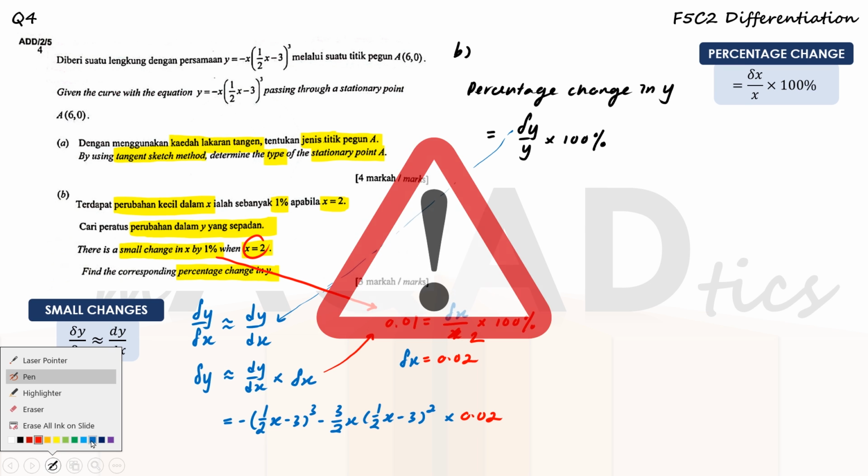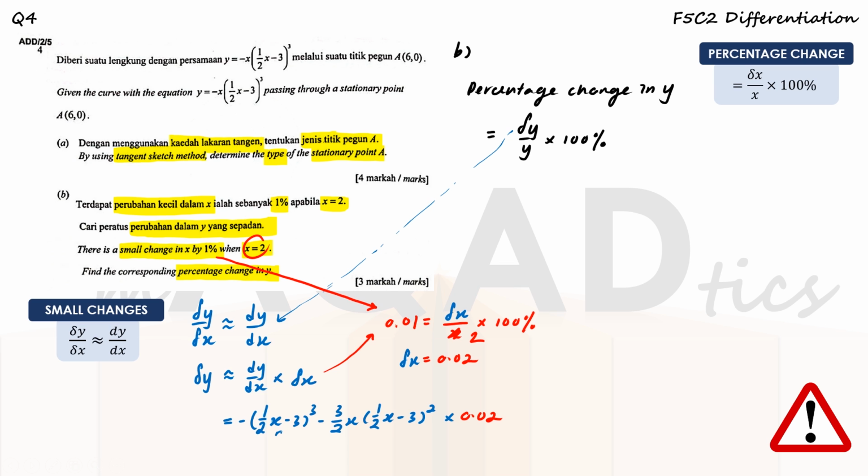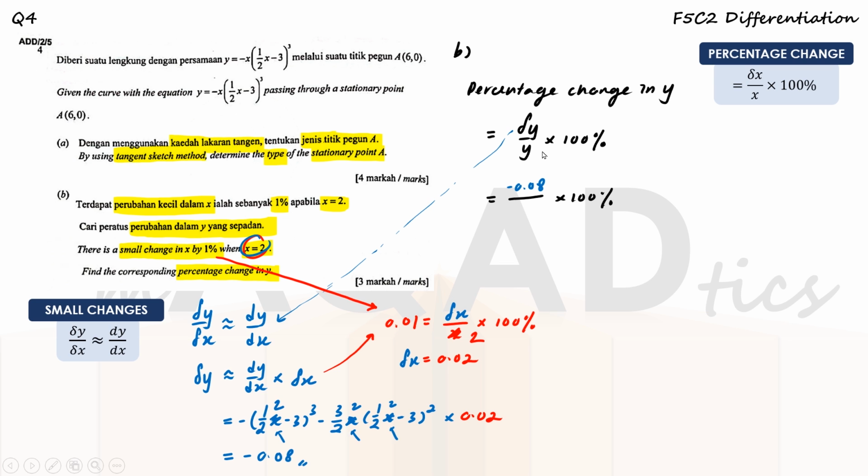And there's another thing to note, that for the dy over dx part, you can see that there are x here, right? So all the x we need to sub the original value, which again is 2, right? So once you sub, you will get the value is negative 0.08. And this one, y is the original value of y, but since we already have the original value of x, it's easy. We just sub this value to the original equation to get the value of y, which is 16. So your final answer would be negative 50%.